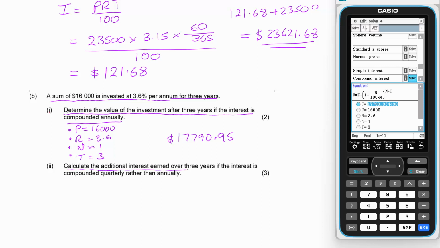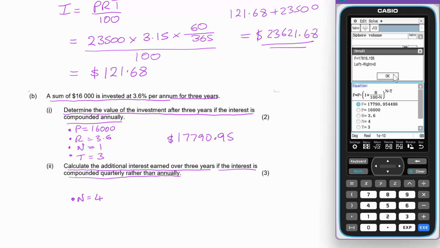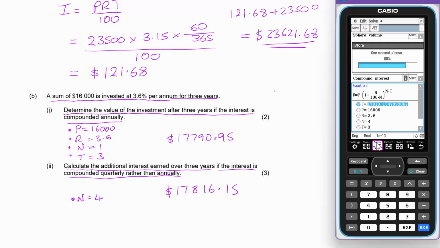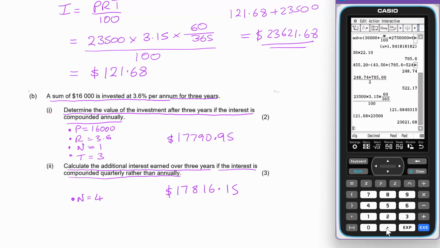Calculate the additional interest earned over 3 years if the interest is compounded quarterly rather than annually. The only difference here, quarterly is 4 times a year, so n is 4. So let's just calculate that. And that now means that we've got 17,816.15. And so the additional interest will be the difference between those two.